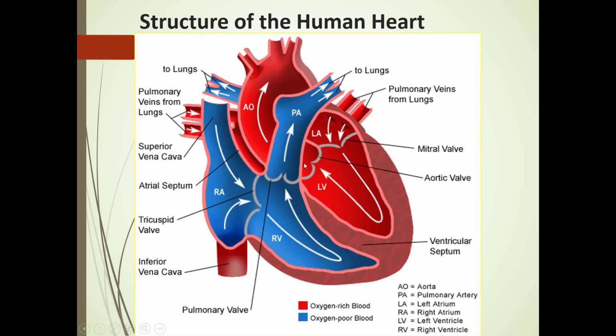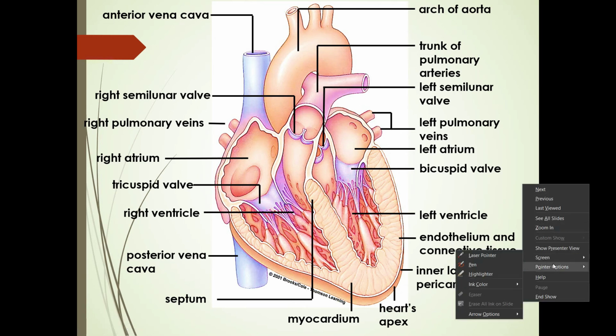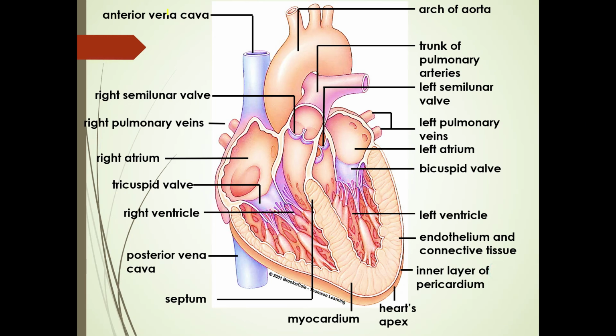This one is the oxygen rich blood. So this is the structure of the heart: right ventricle, left ventricle, but there are some parts you don't need to remember. I will just highlight which ones you need to know. This one is the vena cava. Semilunar valve, I already explained. Both ventricles have the semilunar valve here.